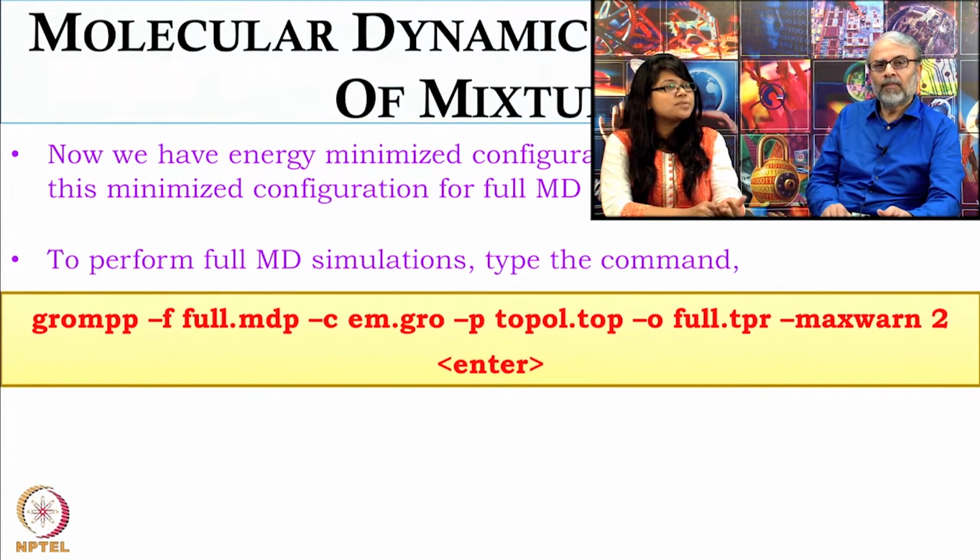Then after how many steps you want to save your coordinates, velocity, force, trajectory, that is in the MDP file, along with the cutoff. So it has nothing to do with the types of molecules. It just has global information of the system. And the GRO file will mainly have only the coordinates and box length.